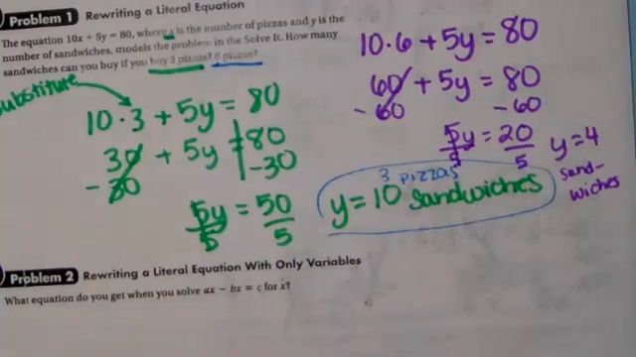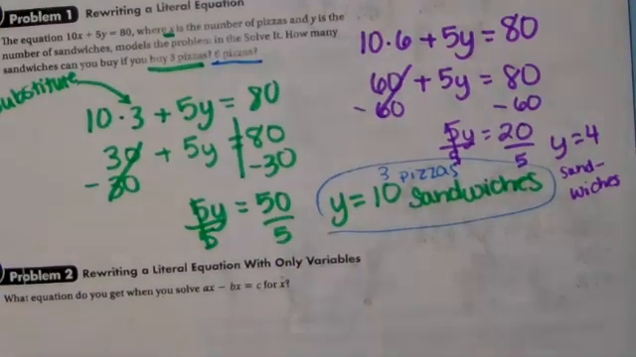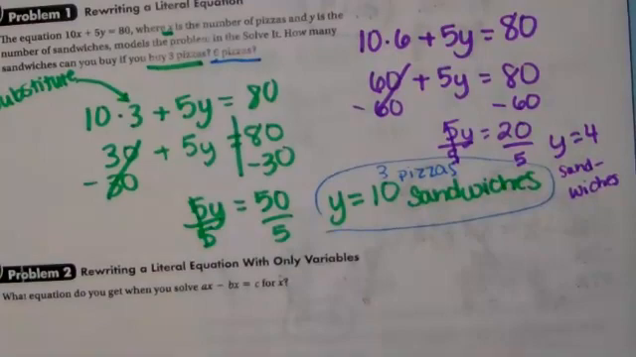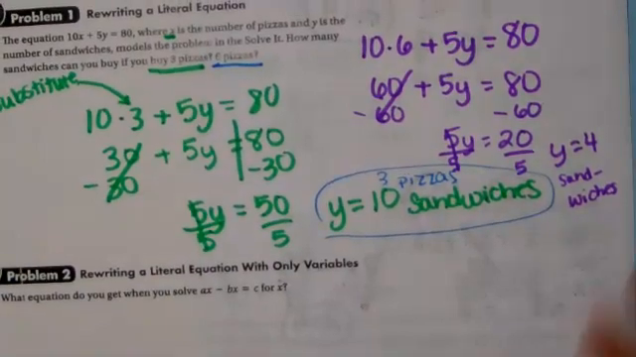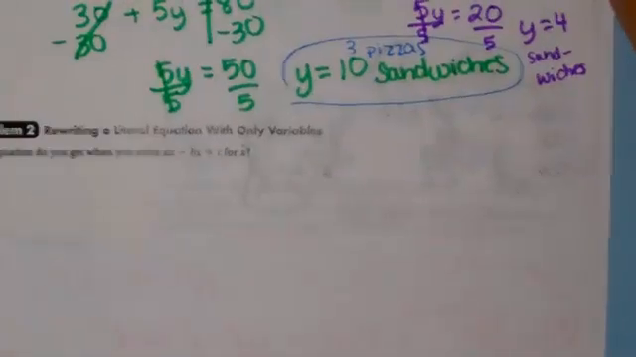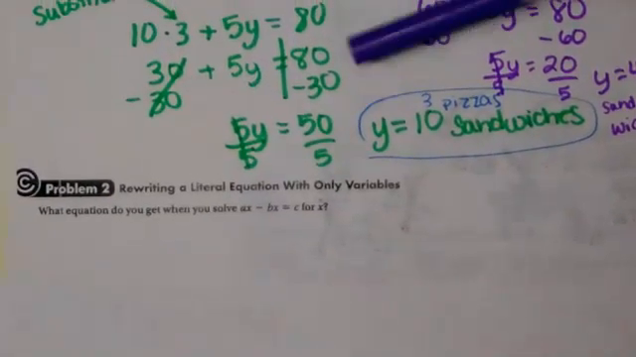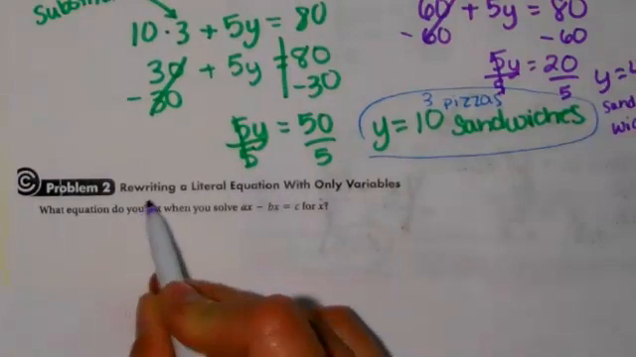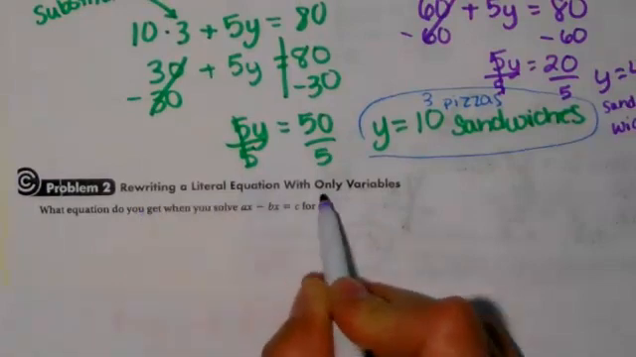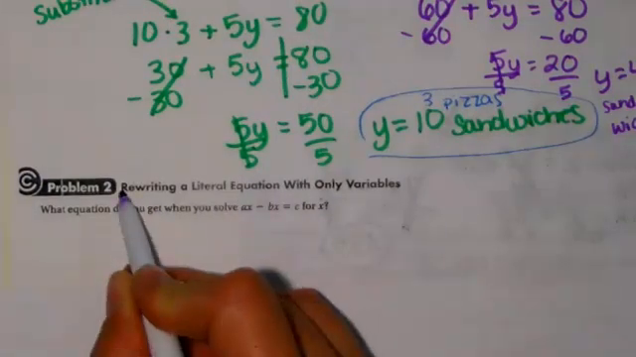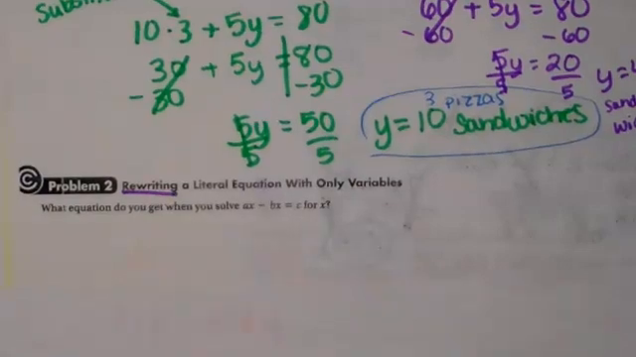The next one looks scary. All right, here we go. Do not get panicky when you see all the letters in all the land, okay? So there are literally no numbers, are there? Okay, so notice what it says, rewriting a literal equation with only variables. So rewriting is the key here. We're going to still have all these letters in here. We're just going to rearrange them, okay?